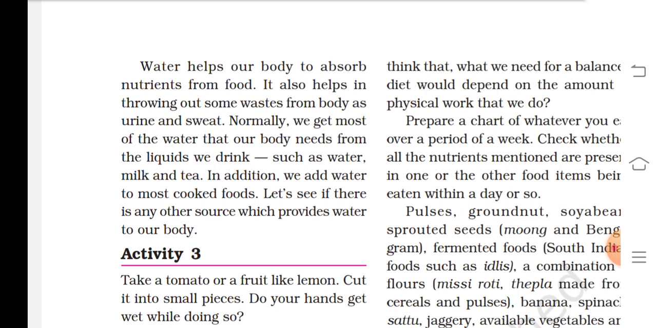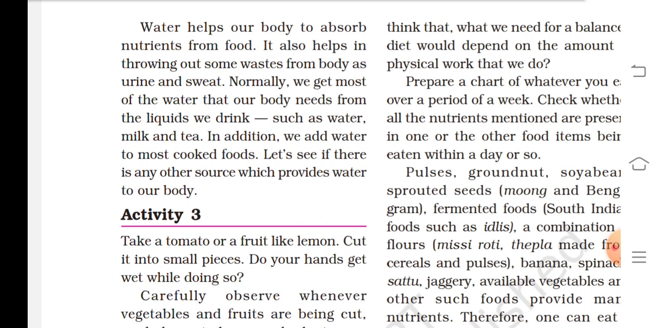Water helps our body to absorb nutrients from food. It also helps in throwing out some waste from the body as urine and sweat. The waste of our body goes out through urine and sweat.